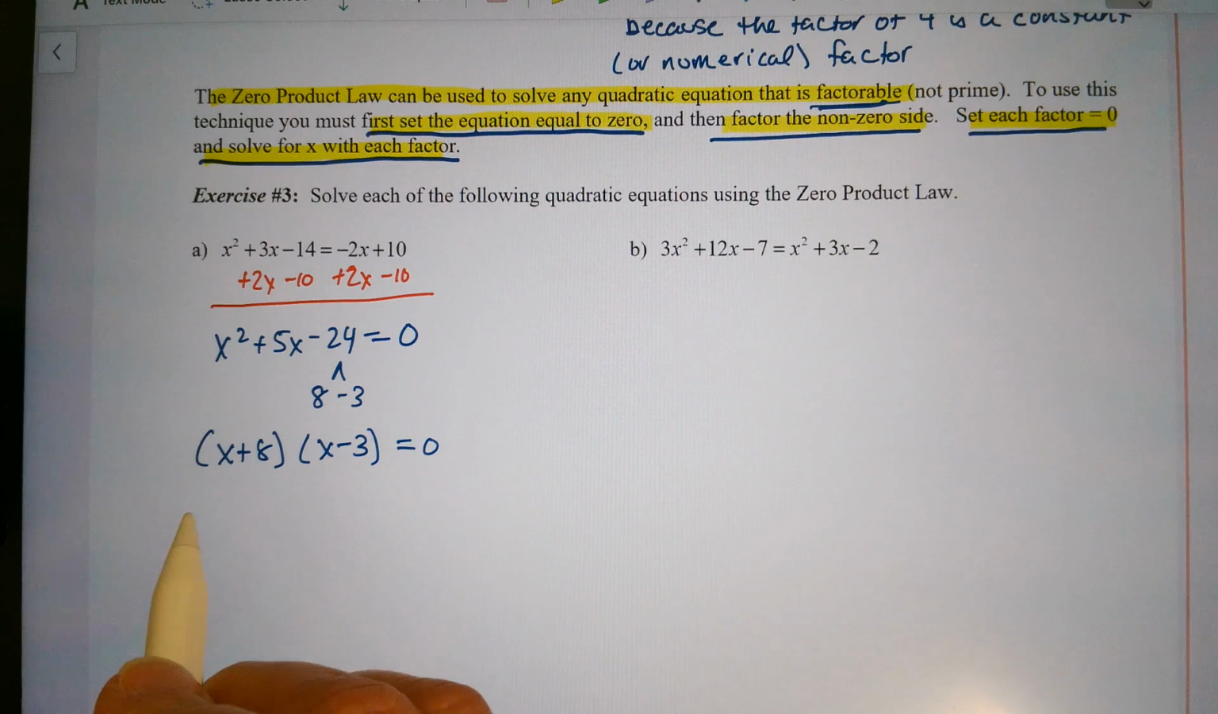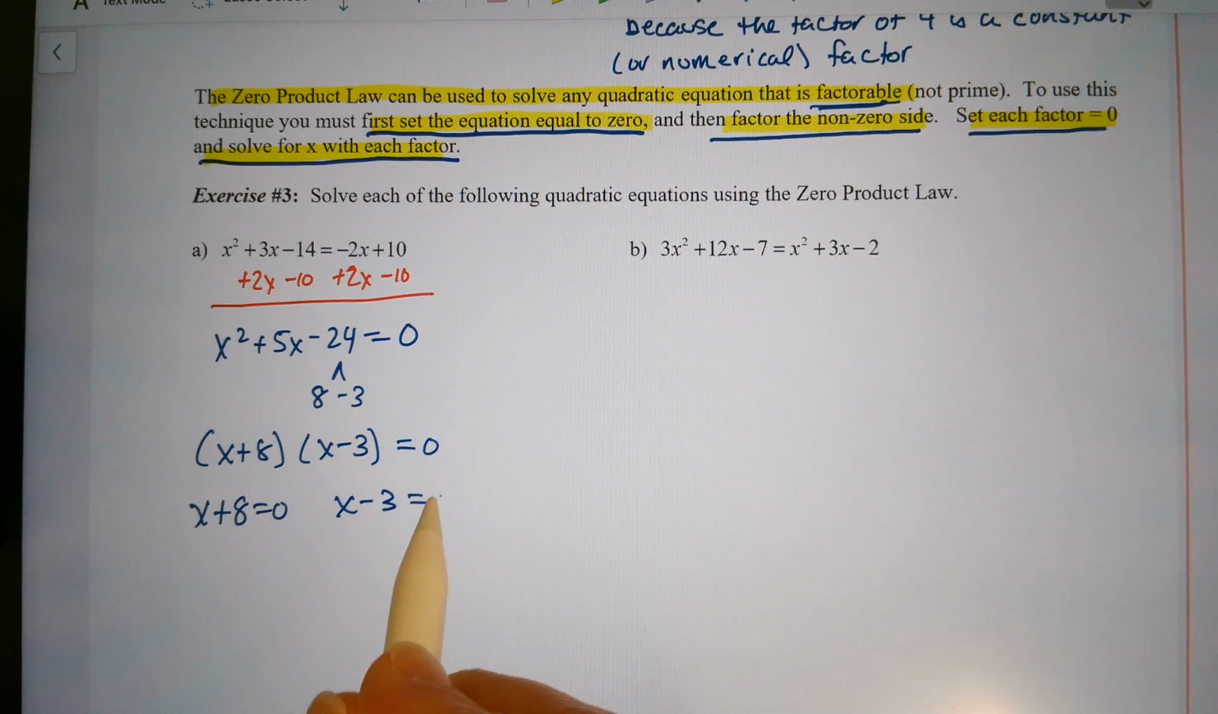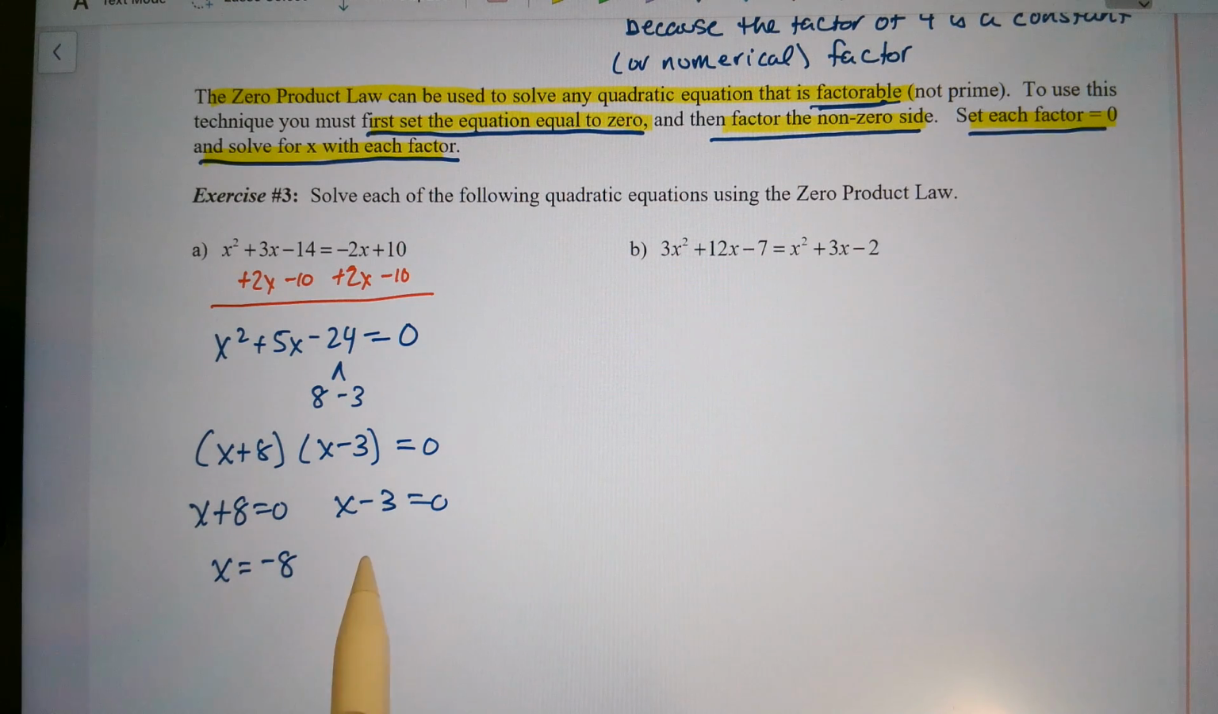Now we set each factor equal to 0. Subtracting 8 from both sides, x equals negative 8. Adding 3, x equals positive 3. So our solutions are negative 8 and positive 3.